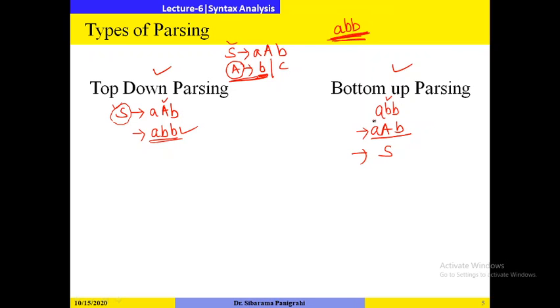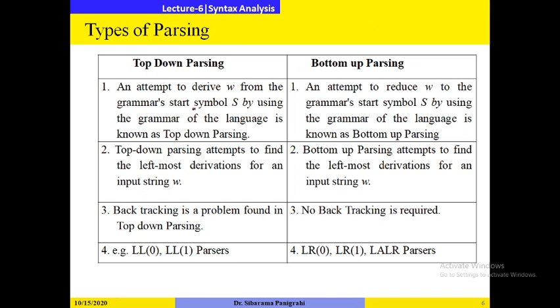So here you see in bottom up parsing, an attempt will be made to derive the start symbol by reducing the target string. So here you will try to reduce the target string, whereas here you will try to derive the target string. Okay, so this is the basic difference between top down parsing and bottom up parsing. So there are some other differences we will go through here.